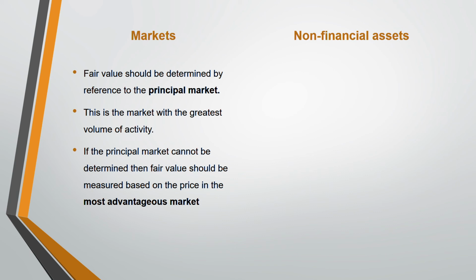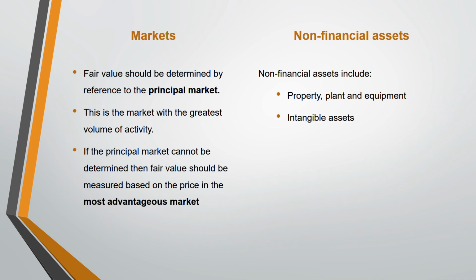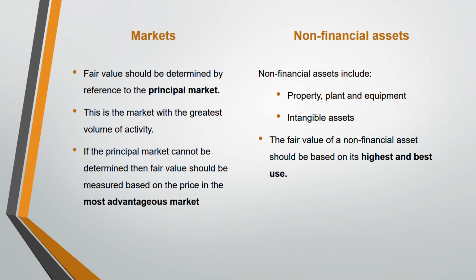Okay. Now, non-financial assets. So for a non-financial asset, how do you find the fair value? Non-financial includes these two things. One is property, plant and equipment. The other one is intangible assets. So if you are given intangible assets or property, plant and equipment and you are asked how you are going to find the fair value, then remember you have to mention that they are non-financial assets. If they are non-financial assets, then the way you find the fair value is different. Then you cannot use the principal market and most advantageous market. No. Then you have to use the highest and best use for that asset. What is the highest use for that asset and what is the best use for that asset?